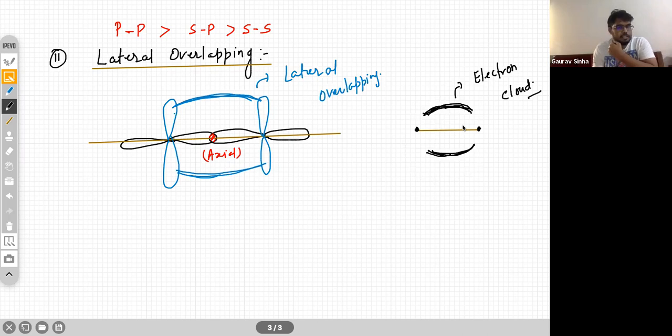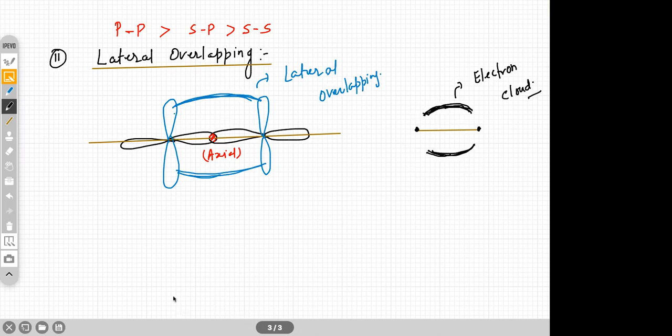Is it clear? Electron cloud is there because of overlapping. Okay. So this forms the pi bond always. Now, what are the characteristics of sigma and pi bond?